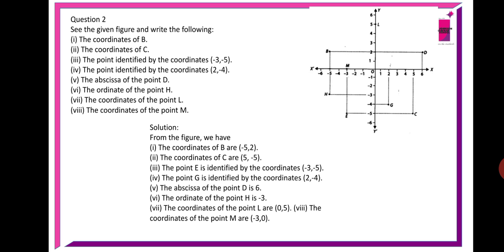The coordinates of the point L are 0 comma 5 as it lies on the y axis, you can see clearly. And the coordinates of the point M are minus 3 comma 0. It lies on the x axis because the y value is 0, it is on the x axis.